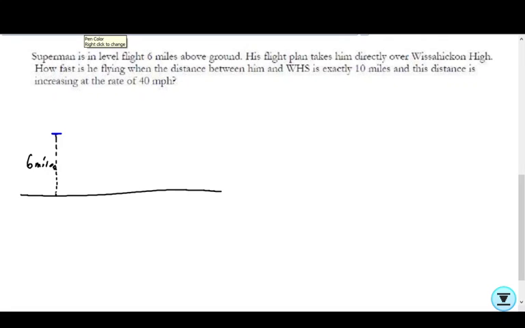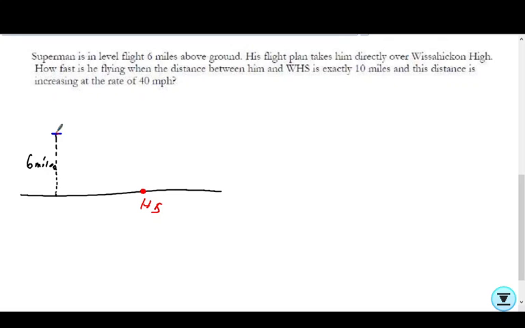His flight plan takes him directly over a high school. How fast is he flying when the distance between him and the high school is exactly 10 miles and the distance is increasing at a rate of 40 miles per hour? So basically he's going along his flight plan, he's going his speed, whatever it is, we got to find. He passes over this high school. Okay, so there's a high school.